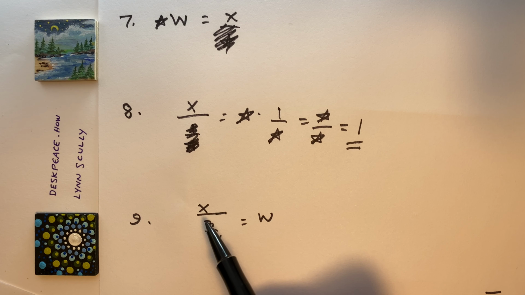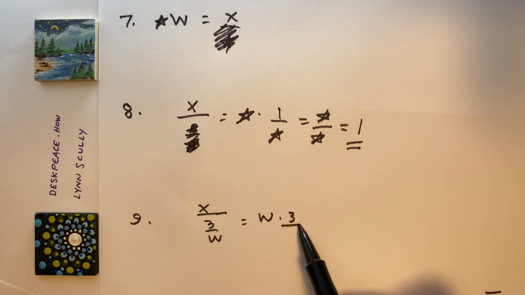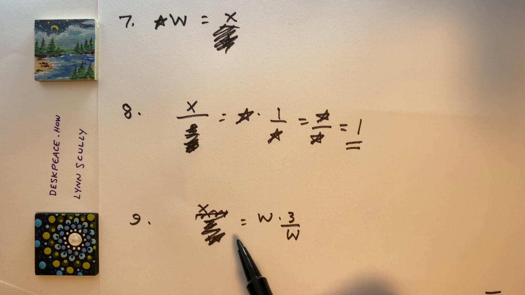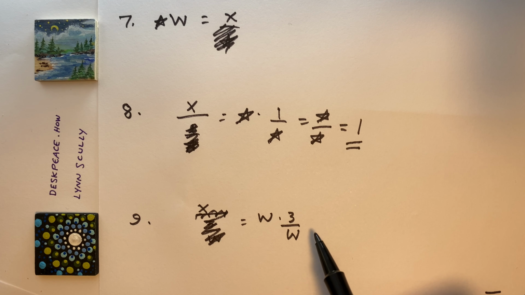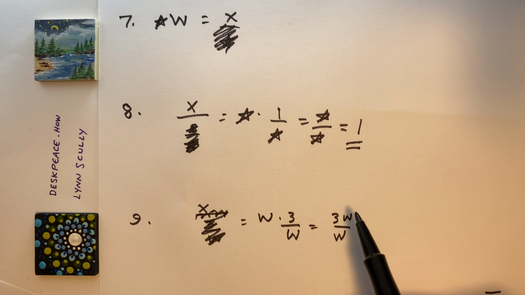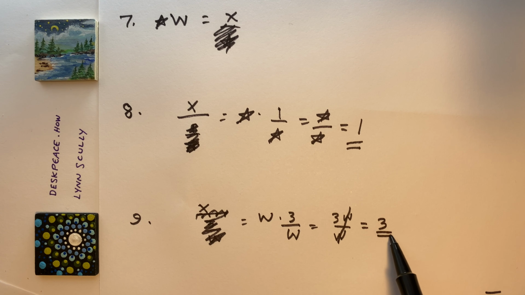Number 9, x all over 3 over w equals w. I want to get the x alone. 3 over w is attached by division. Move it by multiplication to the other side of the equal sign. That undoes this division. My unknown's alone, and I can do this math. I get 3w over w. W over w reduces to 1. 3 times 1 is 3.